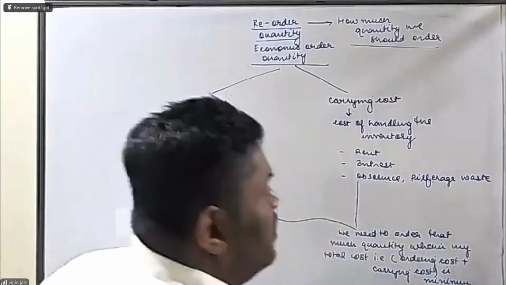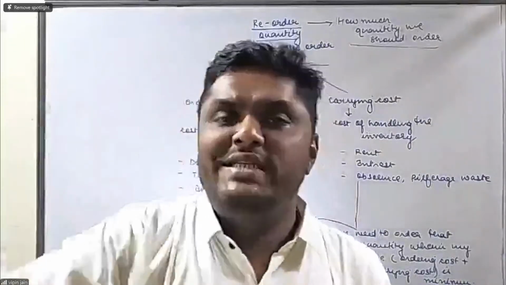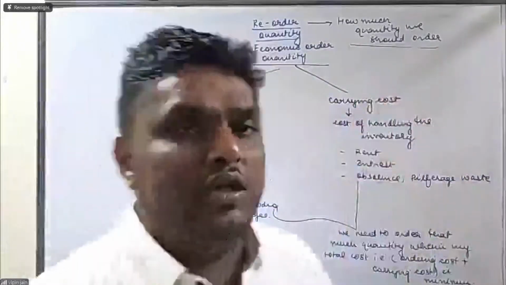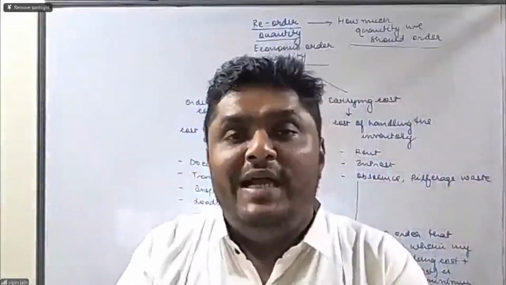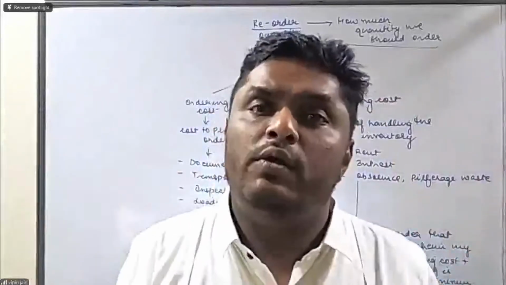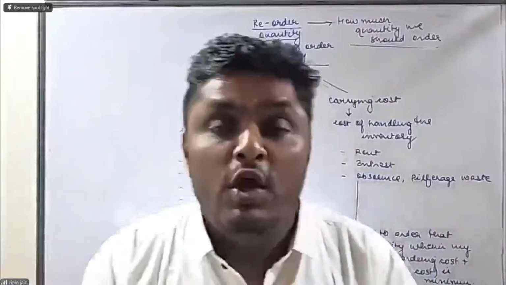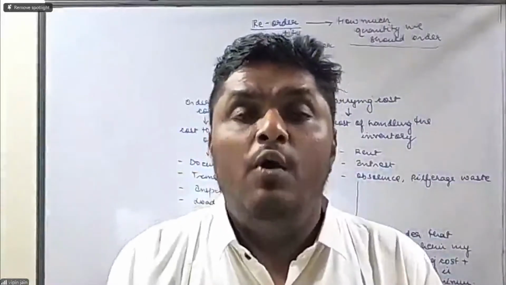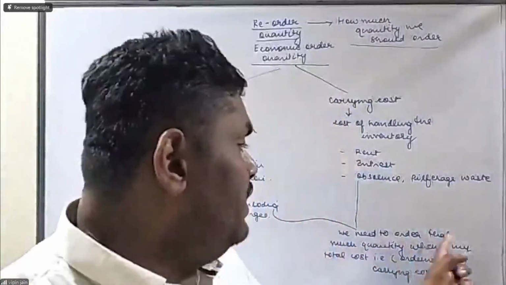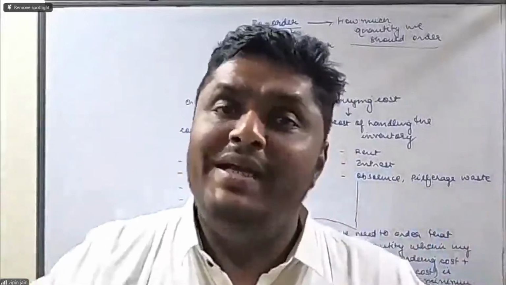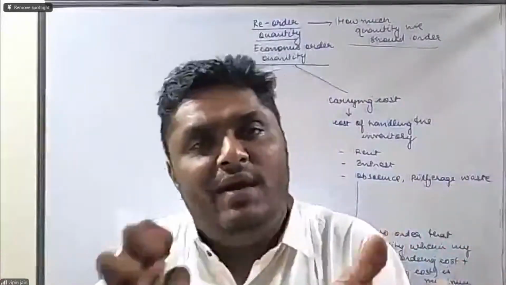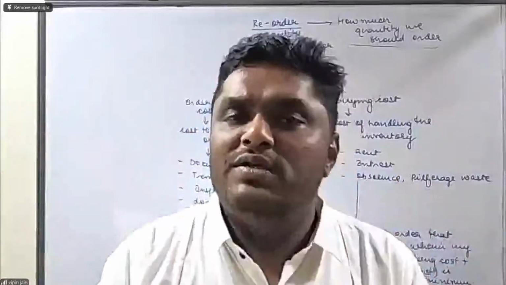Minimum. So if we order 10,000 units at once, carrying cost will shoot up. Suppose every time we place an order, we place for 100 units only. Then there will be so many orders that my ordering cost will shoot up. So we need to figure out how much quantity we need to order wherein my total cost is minimum. That is, my carrying cost is also less and ordering cost is also less.